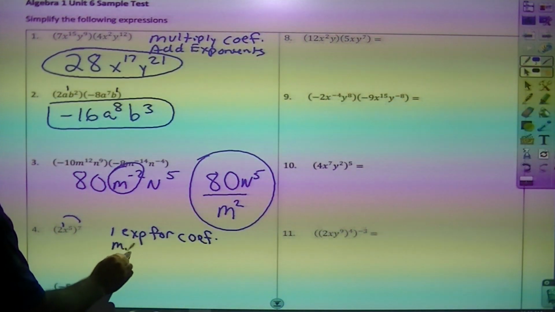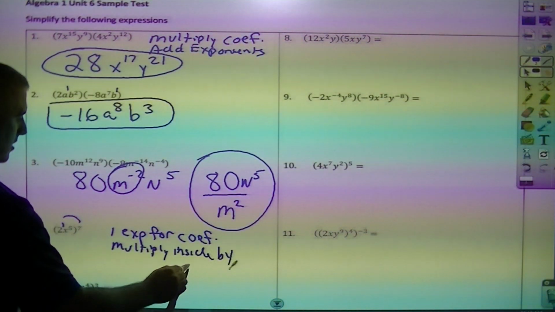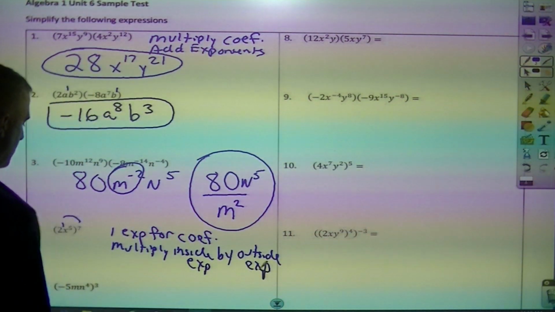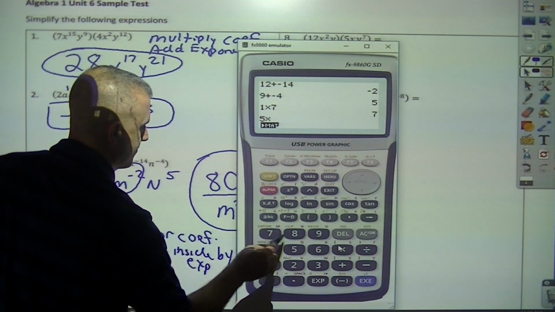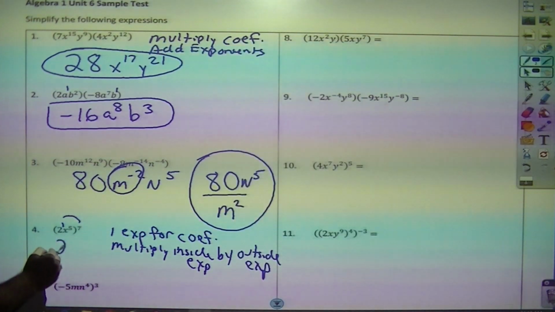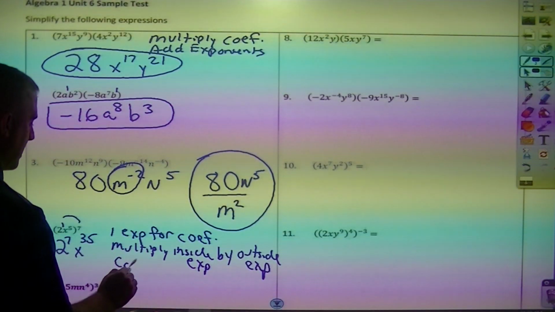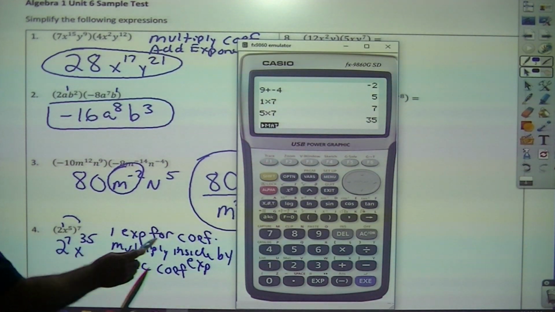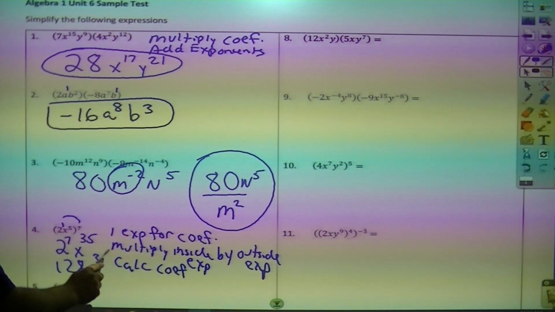I multiply inside exponents by outside exponents. So in this case, I would do 1 times 7, 5 times 7. So I get 2 to the 7th power, x to the 35th power. Then I've got to calculate the coefficient. This is the most important step. This is 2 exponent 7. It's not 2 times 7, it's 2 exponent 7. So that's going to be 128. So I've got 128 x^35.